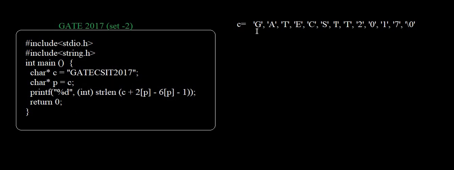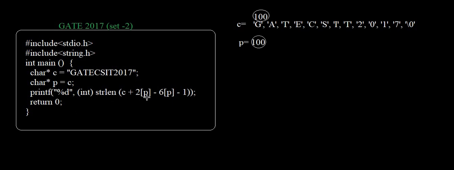Okay, let's assume the address of c is 100, and we have assigned this address to p, like this. Now the next statement is saying to printf the integer strlen of c plus 2 of p minus 6 of p minus 1. So let me evaluate this first.